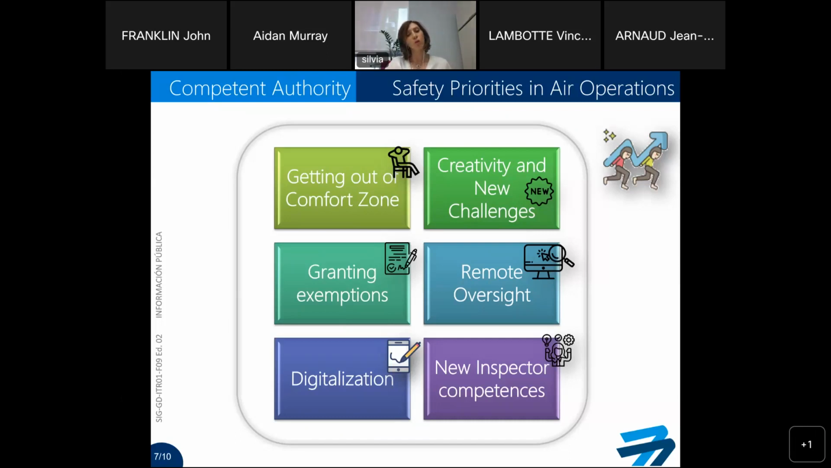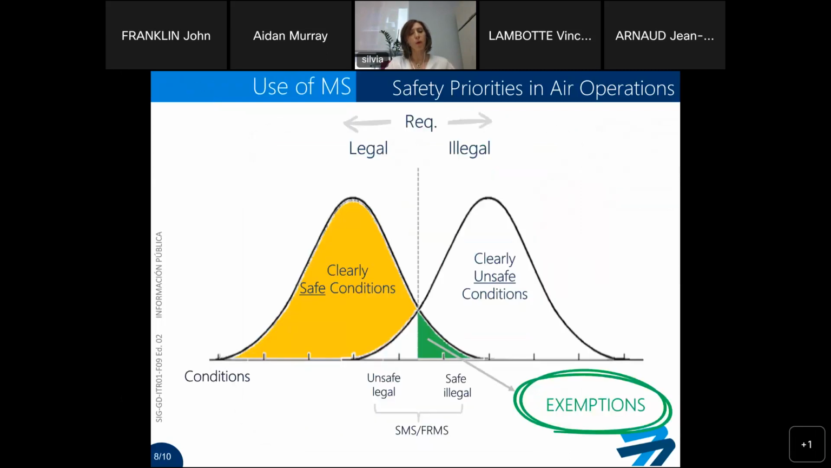This graph shows you that both authorities and operators have still squeezed the use and resilience of management systems to enlarge the yellow area, which is the legal and safe operation, and allow specific flights in the green area by issuing exemptions.